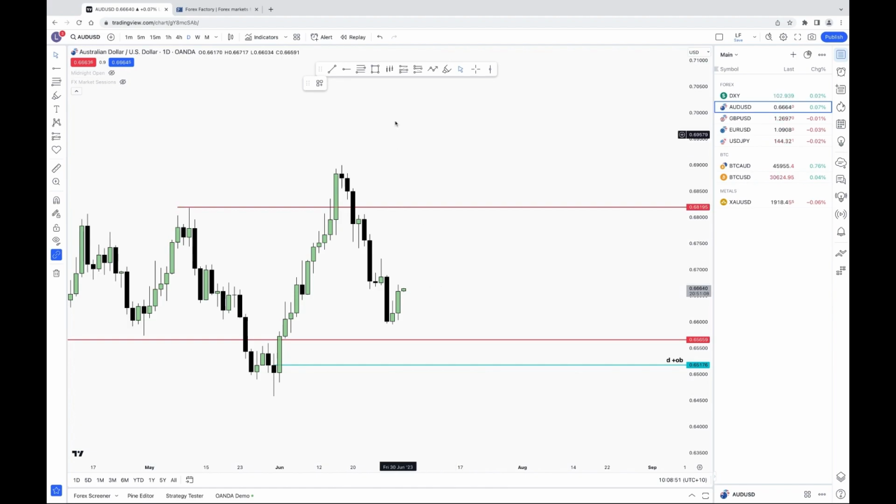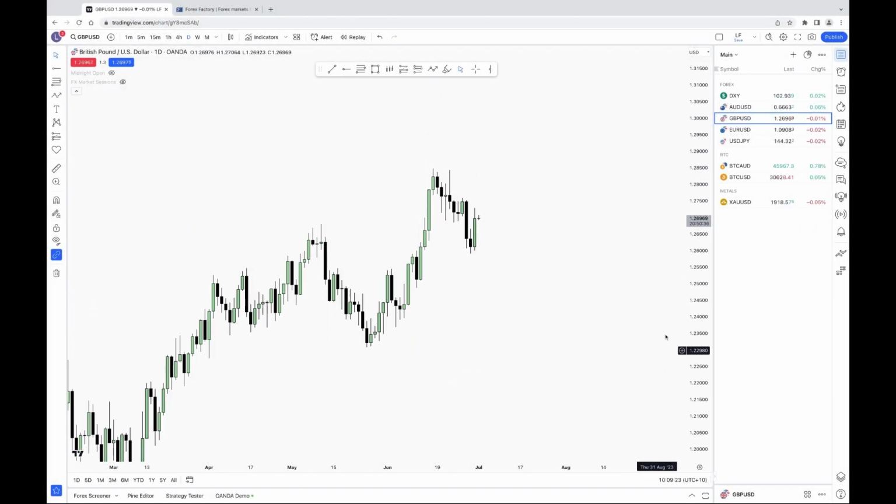I'll be looking for price to possibly travel towards here and look for some sort of a reaction, whether it's a liquidity raid like that or a market structure break before having any sort of bullish bias. Otherwise, I'll be looking for price to continue down and hitting towards these levels here before making a decision.